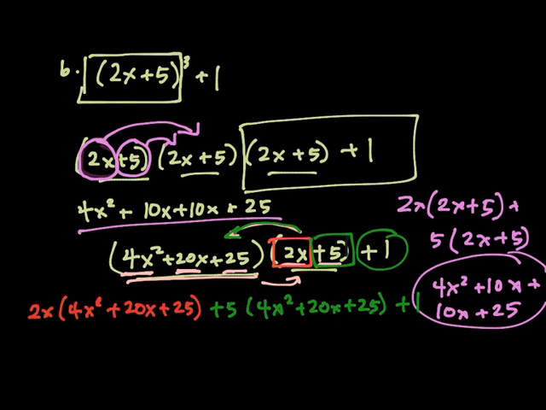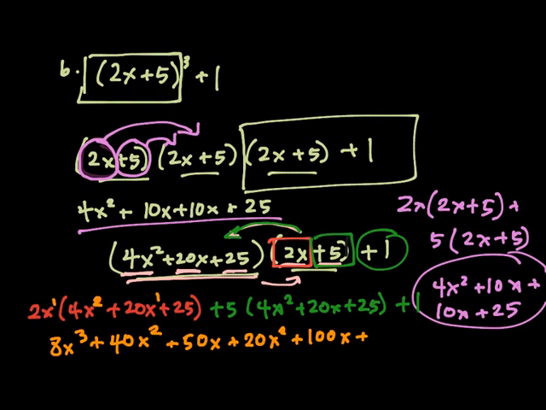So we have 8x to the third, this is x to the 1 and x to the second, we add the 2 exponents, plus 40x squared, we have an x to the 1 and x to the 1, that's x to the 2, plus 50x. And then we have 20x to the second, and then plus 100x, and then plus 125, and then plus 1.